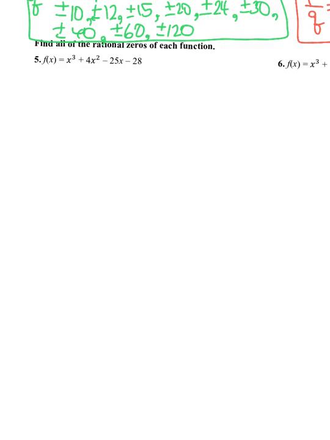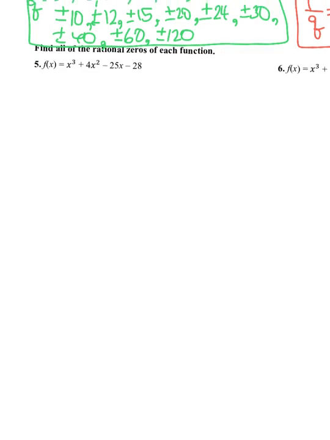All right, so the first thing I want to do is I'm going to use our rational root theorem, and I'm going to list out all the possible zeros. All right, so I'm going to go P over Q.